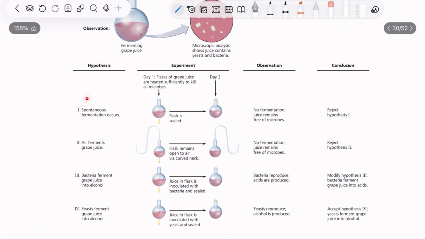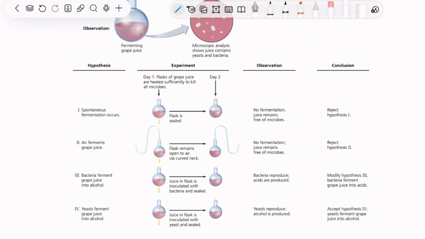So, we look at the hypotheses. Hypothesis 1 states that fermentation occurs on its own without the need for living microorganisms. So, Pasteur heated the grape juice to kill all microbes and sealed the flask. No fermentation occurred and no microbes were observed, rejecting the idea that fermentation occurs spontaneously.